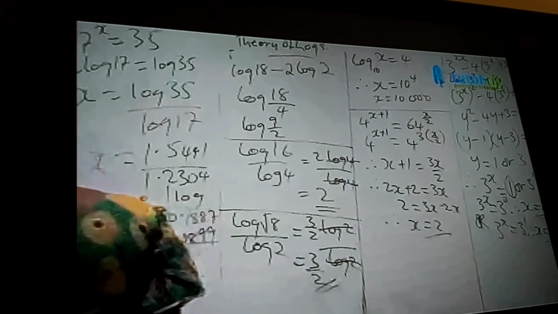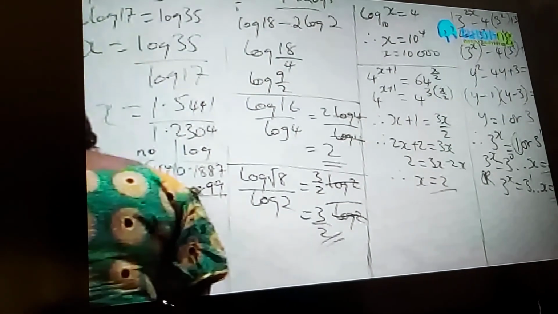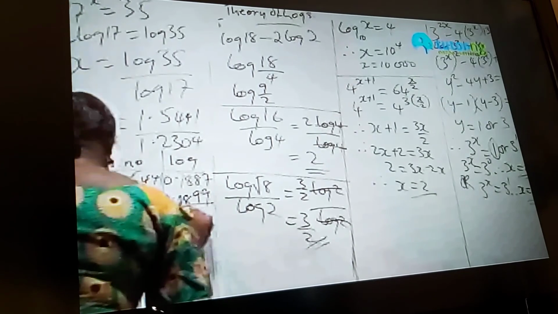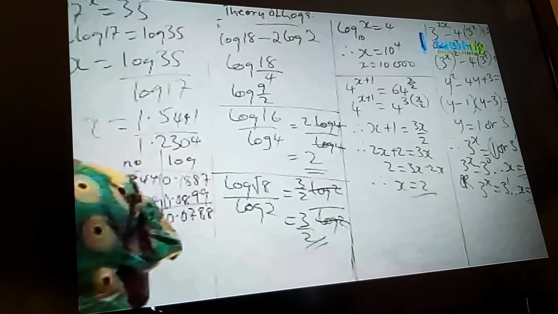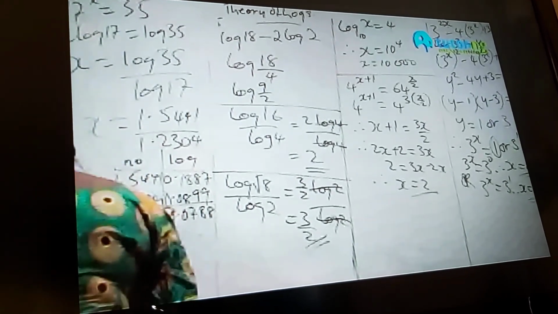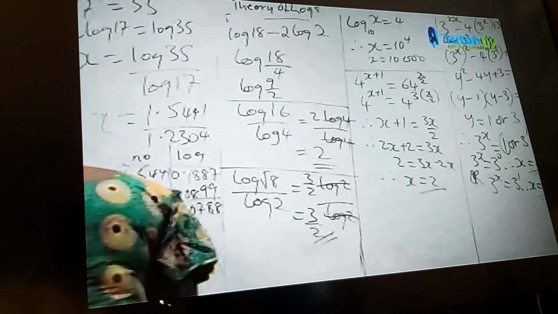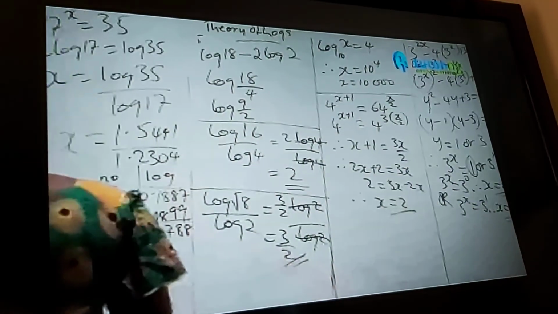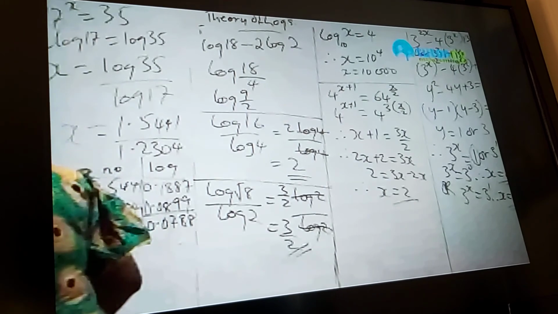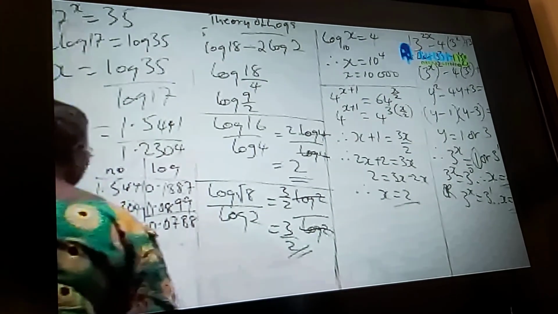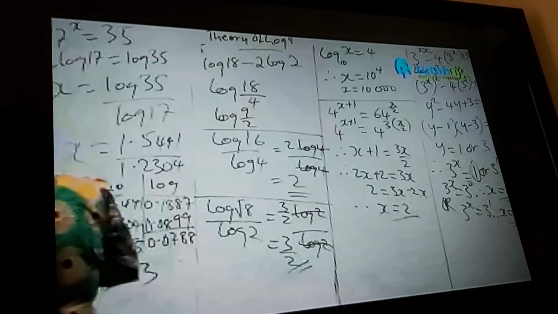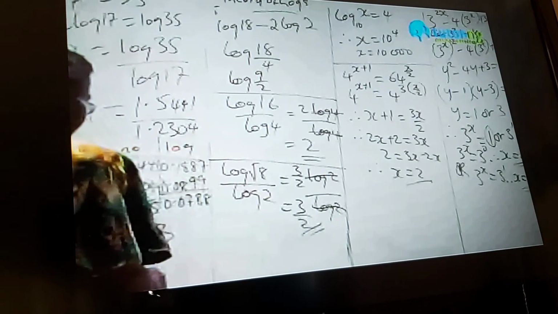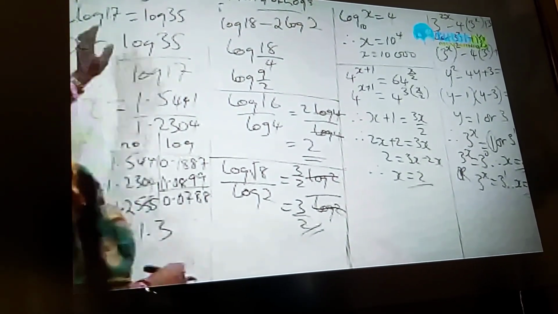0.899. Then you subtract this and you get 0.0788, and then you look for the antilog of that, which will give you 1.2555. Anyway, this is approximately 1.3 to 2 significant figures. This is just by the side in case you come across a problem like that.